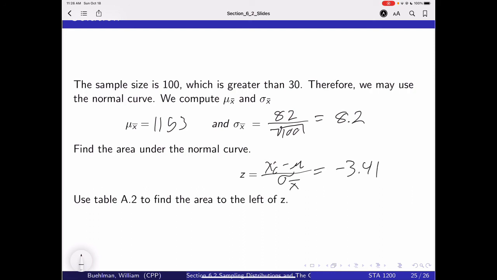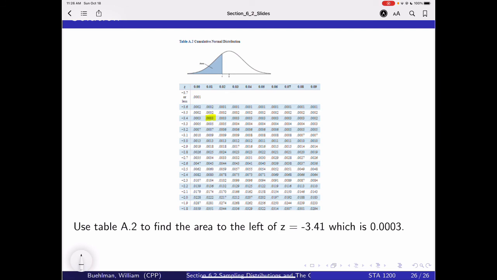And again, we're going to use table A2 to find the area to the left of negative 3.41. Using table A2, we can find the area to the left of negative 3.41, which we have highlighted here as 0.0003. Thus, this probability of 0.0003 is less than 0.05, which is our cutoff for unusual. So it would be unusual for that to happen.